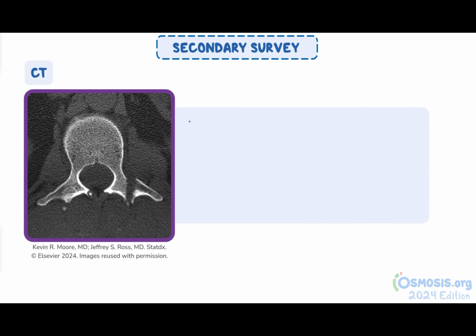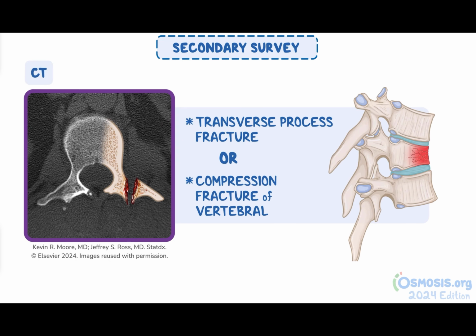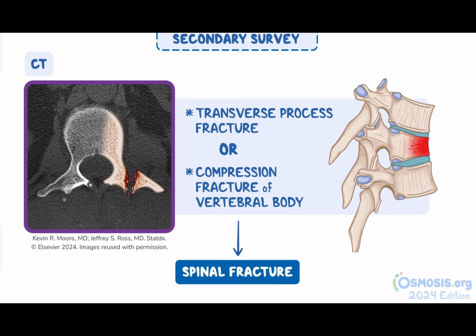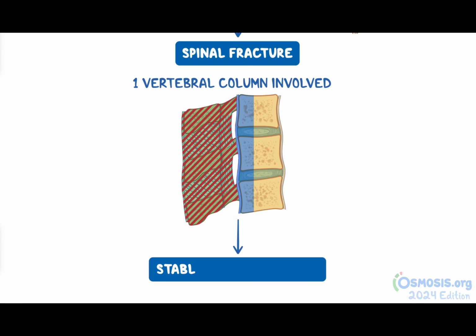If the CT reveals a transverse process fracture or a compression fracture of the vertebral body, diagnose a spinal fracture. Now, if one vertebral column is involved, you are dealing with a stable spinal fracture.